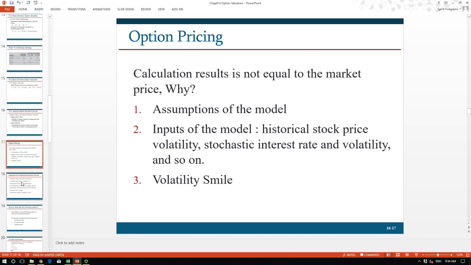But here you see implied volatilities reflecting the option price are much higher on deep in the money options and deep out of the money options. So for deep in the money options and deep out of the money options, the market price is very, very different from the one that you can get from the Black-Scholes formula, and we call this the volatility smile.